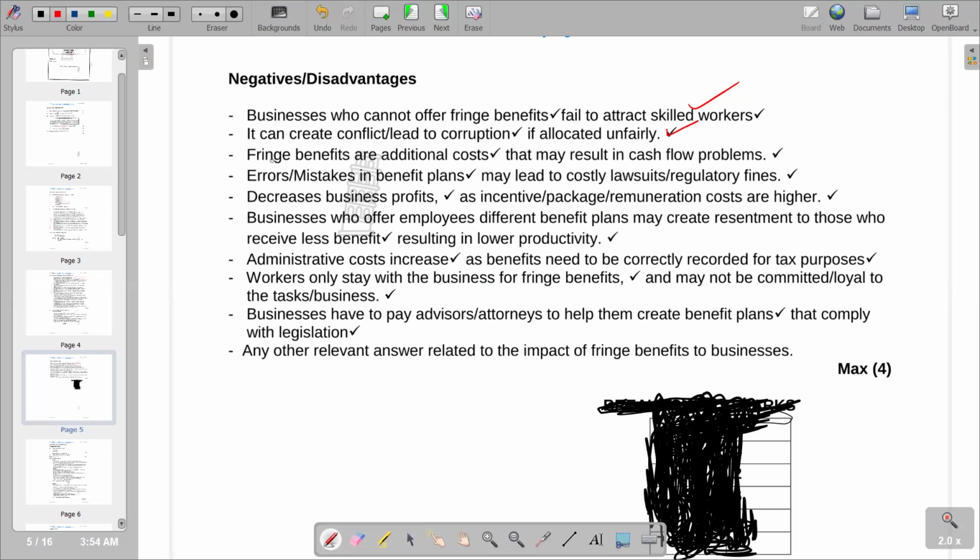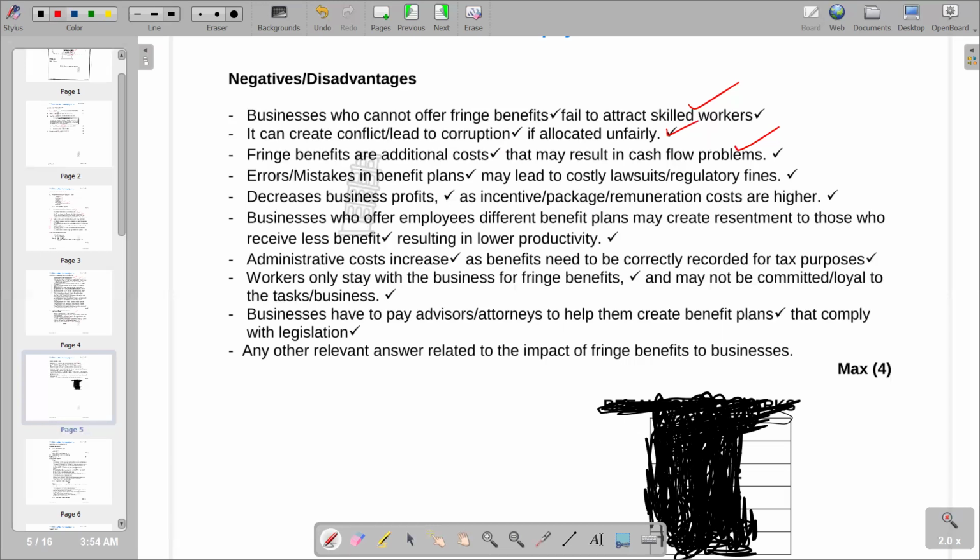Then we've got our next one saying fringe benefits add additional costs that may result in cash flow problems. Obviously, those fringe benefits need to be funded, and the business has to fund them, which might negatively affect the profit making of the business. Obviously, that's what we have.